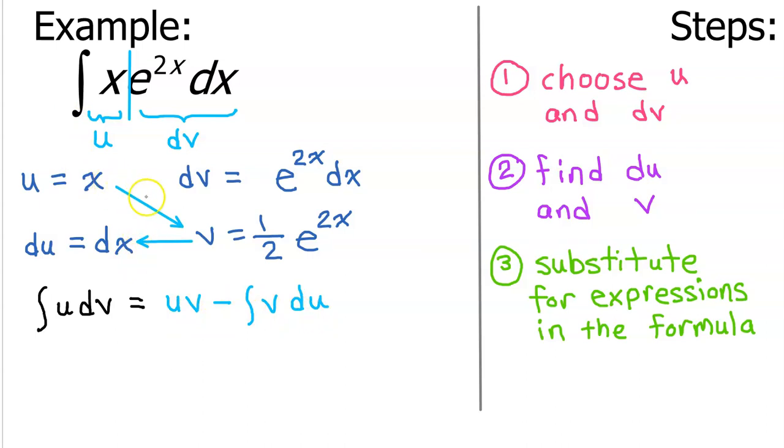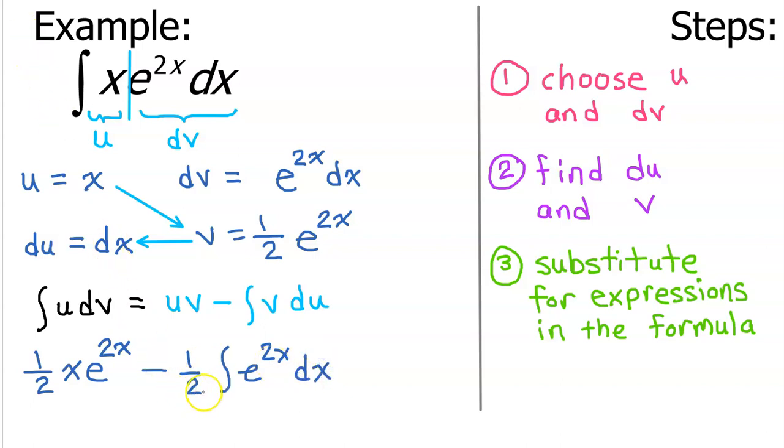The other thing is that the setup follows a sort of zigzag pattern. First we need to write u times v. So we're going to multiply this times this. In other words, x times 1/2 e to the 2x. For aesthetic reasons, I'm going to put the 1/2 out in the front. Next, we need to write minus the integral of v du. So that's this times this. In other words, 1/2 e to the 2x times dx.